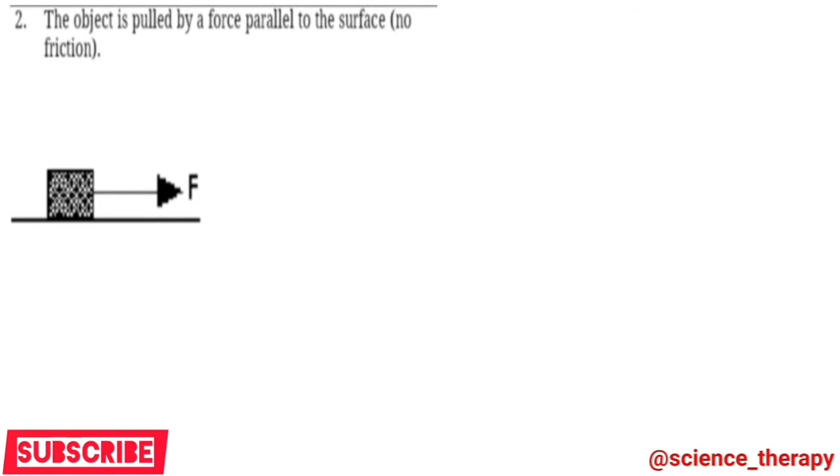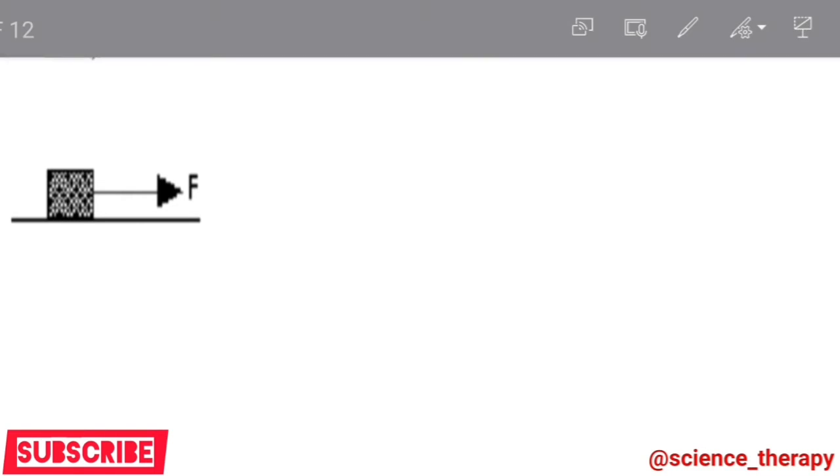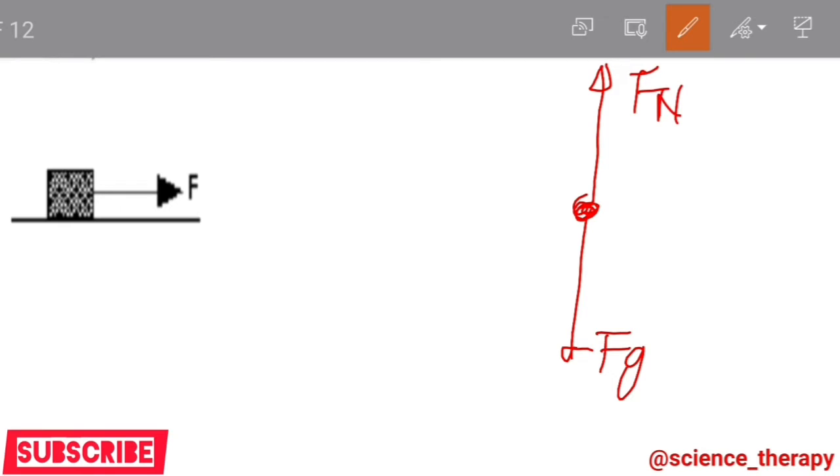Now let's look at number two. They say the object is pulled by a force parallel to the surface and there is no friction. So we understand now that there is an applied force because there is a pulling, right? Remember, applied force is a push or pull on an object. So what are the forces that we have here? We have the gravitational force, which is always acting downward. And since this object is on a surface, the surface exerts a force which is the normal force, and then we are told that this object is being pulled to the right by a force, so we indicate that applied force here. So force applied like that, and that is your free body diagram.